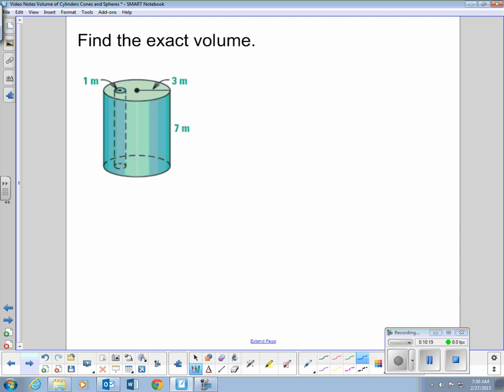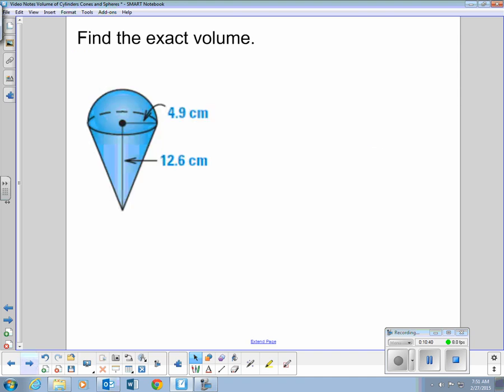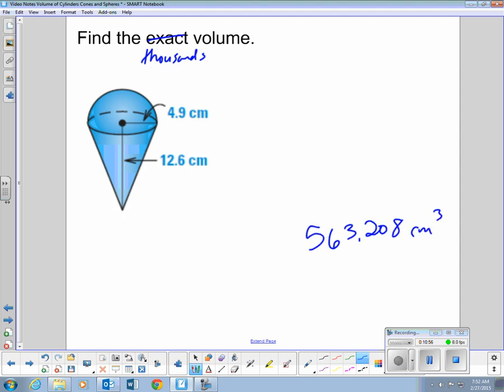All right, so here's another problem that has an exact answer. I would like you to do this one also so we can practice this one. All right, so when you're done with this one, you should get an answer of 56 pi meters cubed. Remember, take the volume of the small cylinder, subtract it from the volume of the large cylinder. All right, here we have another one. I'll tell you what, this one, let's not do exact. Let's do it to the nearest thousandth. Pause the video and do this one. Okay, when you're done with this one, you should get 563.208 centimeters cubed.